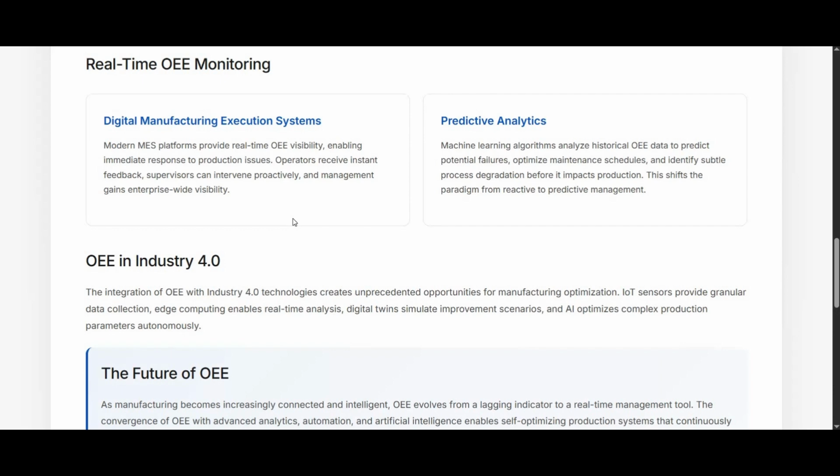Supervisors can jump in proactively to prevent losses before they snowball, and management gets a full enterprise-wide view of performance. And here we can say it's about connecting every level of the organization in real time, creating a faster, smarter, and more responsive operation.